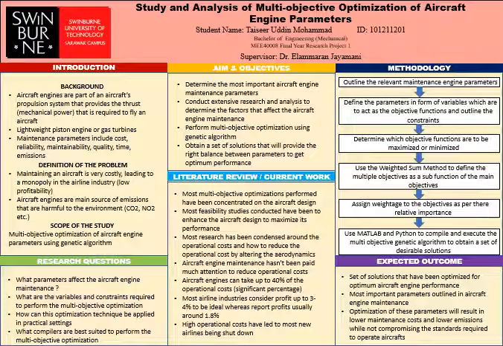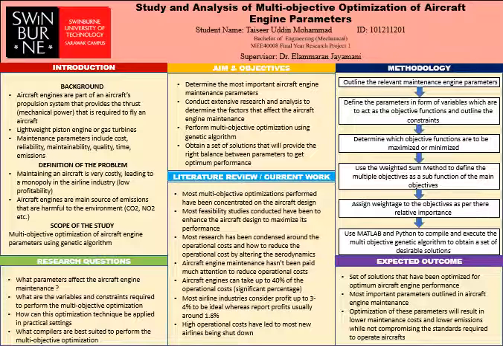Here are a few of the research questions that I'm focusing on. What parameters does the aircraft engine use, what are the variables and constraints required to perform the multi-objective optimization, how can this optimization technique be applied in practical life situations, which is very important, of course, and what kind of compilers I'll be using to execute this.